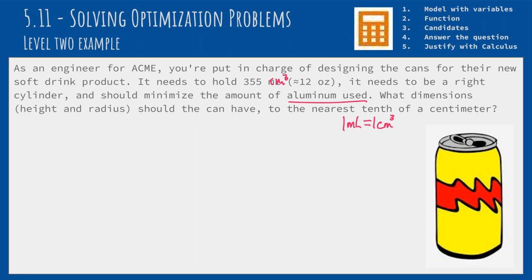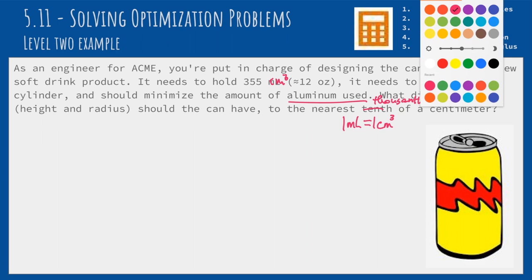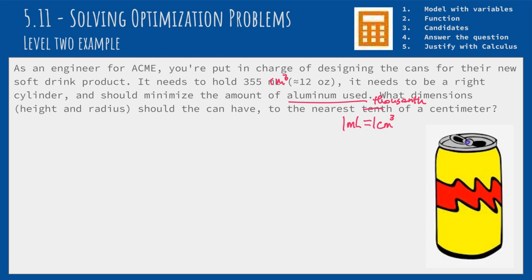So what dimensions, what height and radius for this can, are we going to get to the nearest thousandth of a centimeter, so that we minimize the amount of aluminum? So we have a picture here for our model, but we need to throw in some variables. One variable is going to be the radius of the cylinder, and another one is going to be the height of the cylinder.